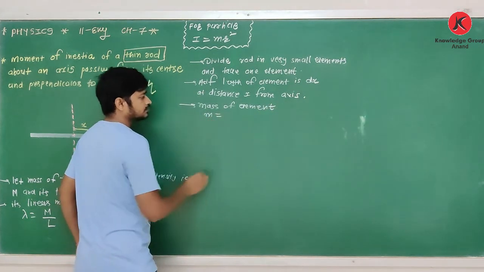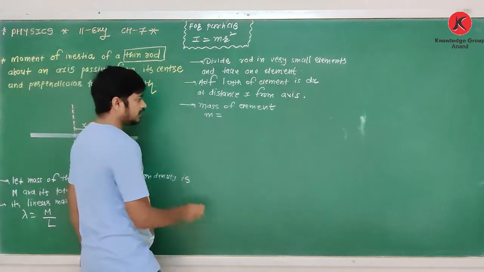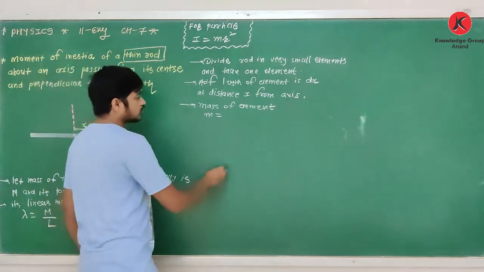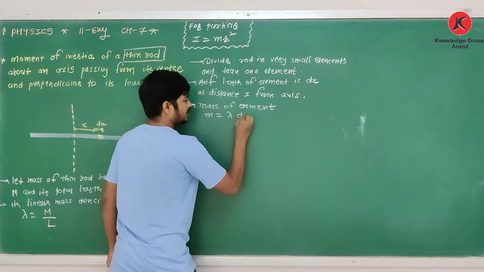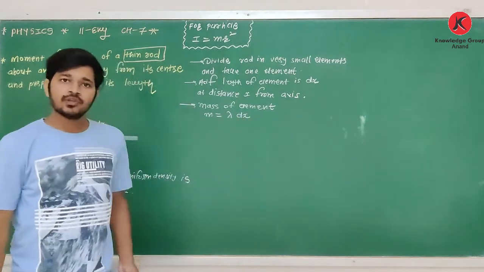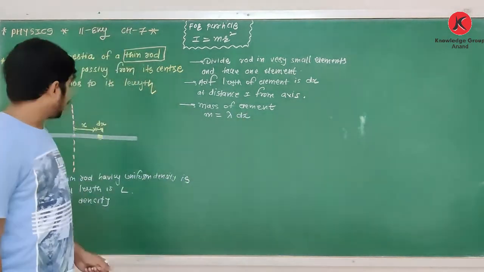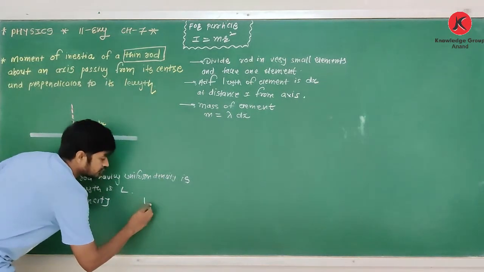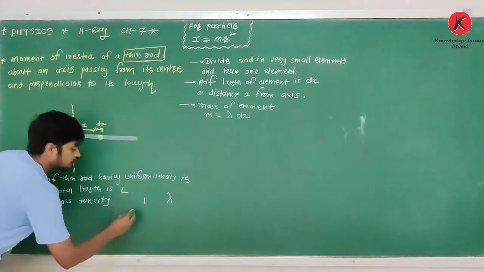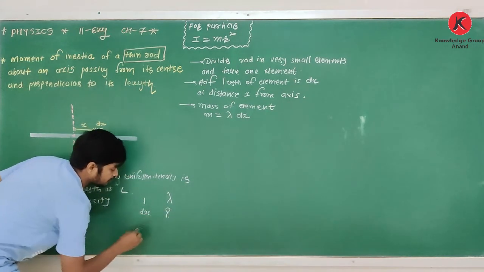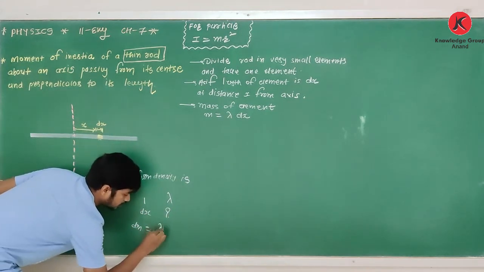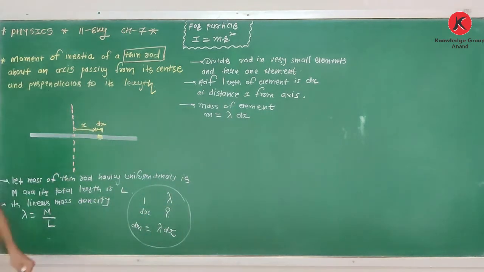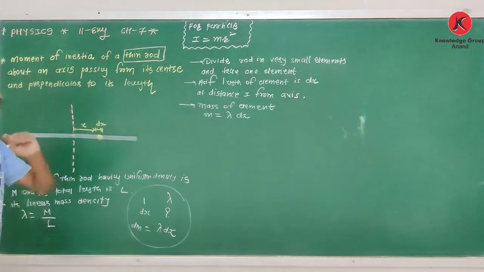M is equal to mass of element. Small m, the mass of the element, is equal to lambda dx. How? Remember, what is lambda? Lambda is mass per unit length. It means if the length is unit, the mass is lambda. So for length dx, what is the mass? Yes, dm is equal to lambda dx. You have to remember this point. So the mass of the element is m equal to lambda dx.